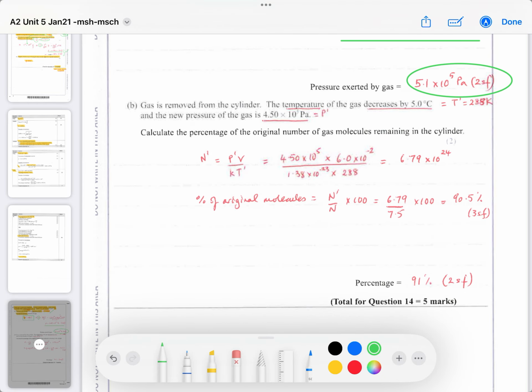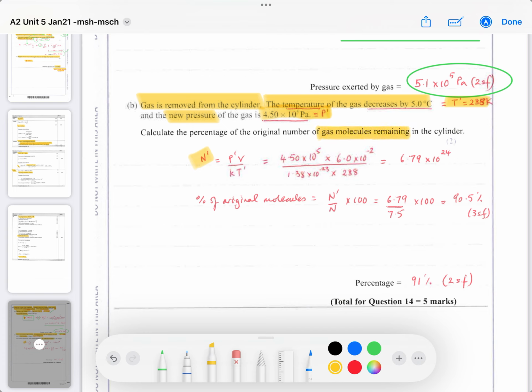Now, the next part of the question, they say gas is removed from the cylinder. So that means there's less, N goes down. The temperature of the gas decreased by 5 degrees centigrade. The temperature, therefore, is now 288 Kelvin. Okay, and the new pressure is 4.5 times 10 to the 5 pascals. I put as P dash, the new pressure. So the N dash, the new number of molecules, so the gas molecules.